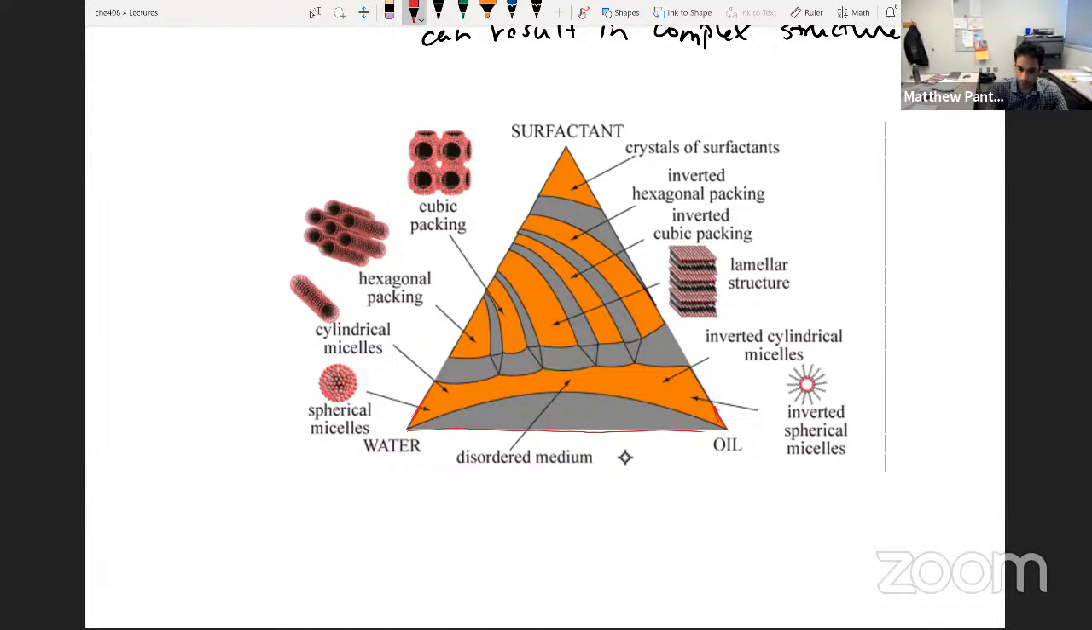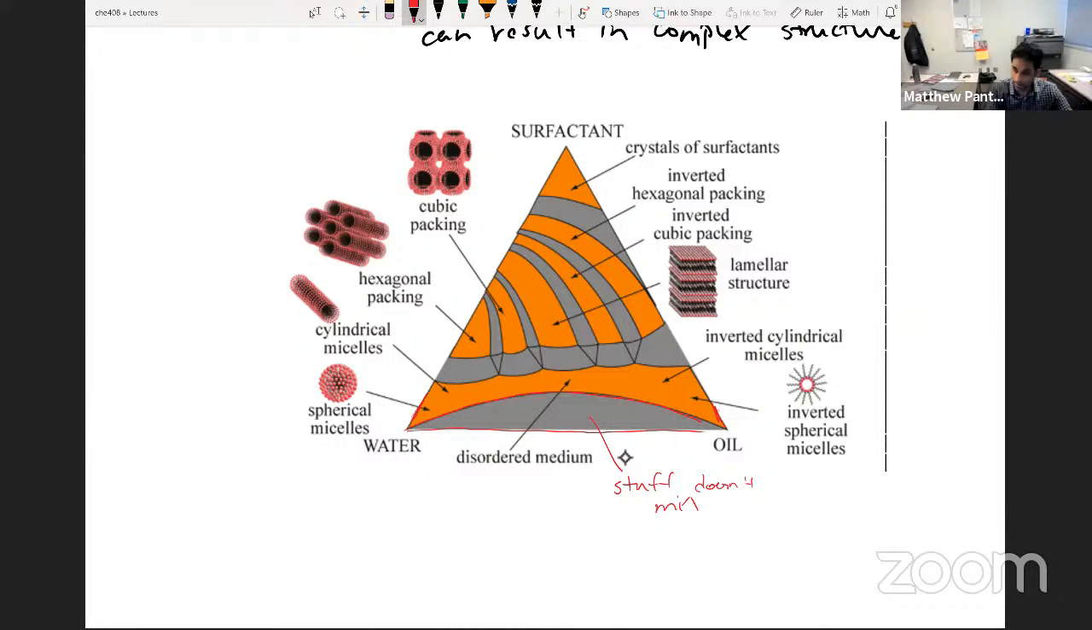So we can see some obvious things first, right? For oil and water, we just have this disordered medium phase here. So this is where stuff doesn't mix, in other words. Even by adding some small amounts of surfactants in that region, you get nothing that is well ordered. You might get a little bit of micelle formation, for example, but generally you're just going to have something that's disordered because they won't mix.